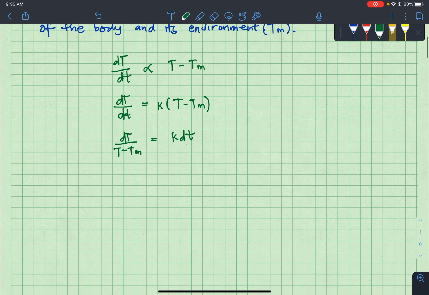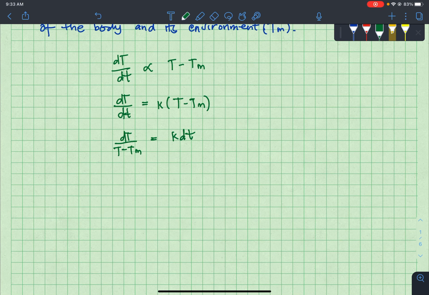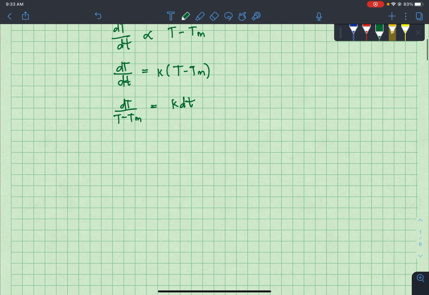Here, what's variable is the temperature of the body. T is the variable, and T sub m is constant. We are assuming that the temperature of the environment is constant. It does not change. Of course, the time changes, and K is the proportionality constant.